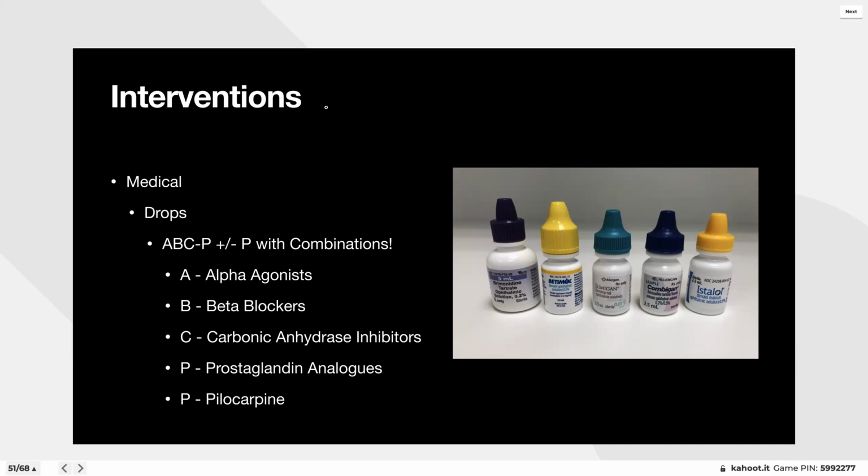So the mainstay for medical treatment: the overwhelming number of patients that have glaucoma never need surgery, never need big lasers or small lasers, but they are treated primarily with drops. So that's A, B, C, P, and P.